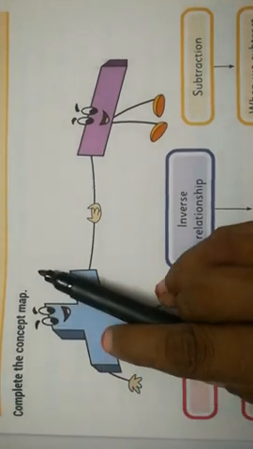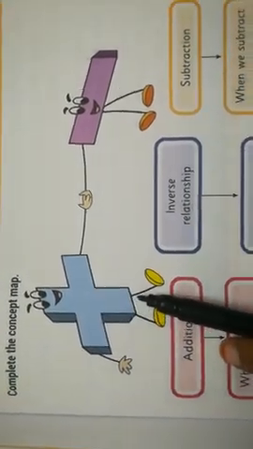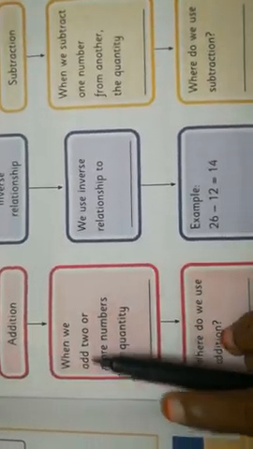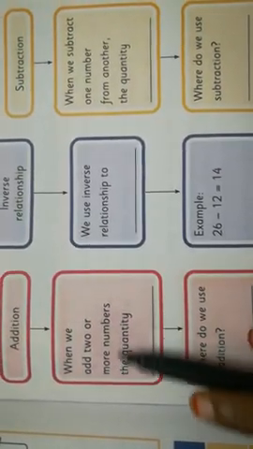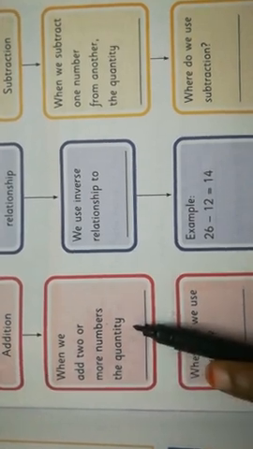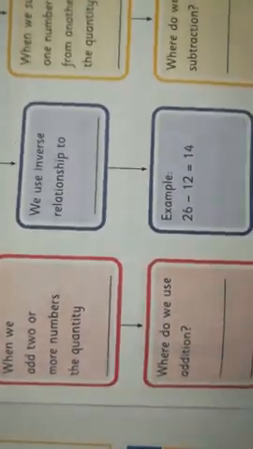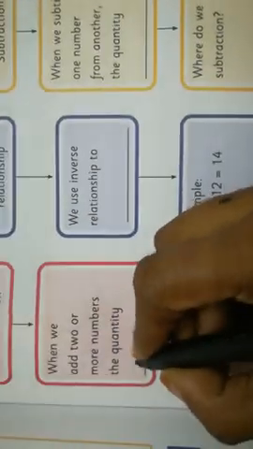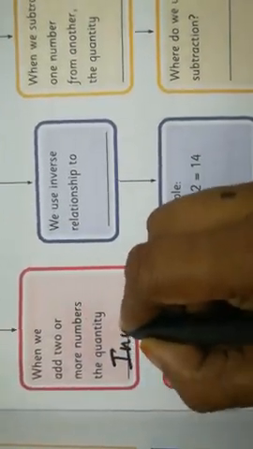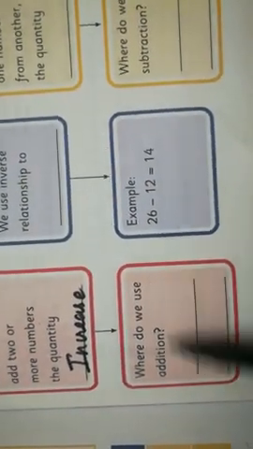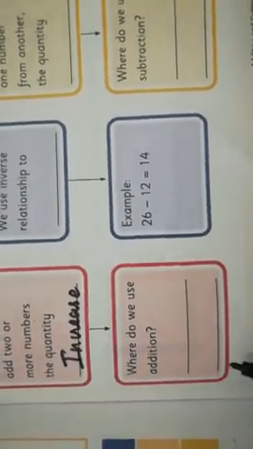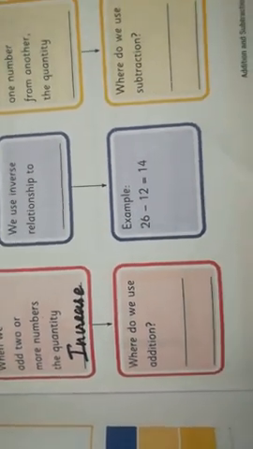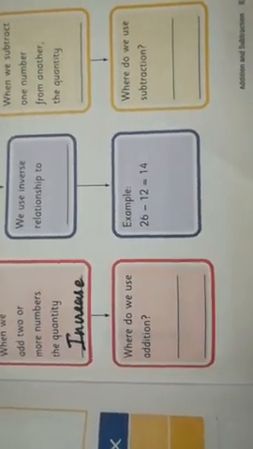Complete the concept map. In this lesson we are seeing addition and subtraction. In the addition part, when we add two or more numbers, is the quantity increased or decreased? Yes, increased. Where do we use addition? You have to answer this question. What are all the places where we use addition?